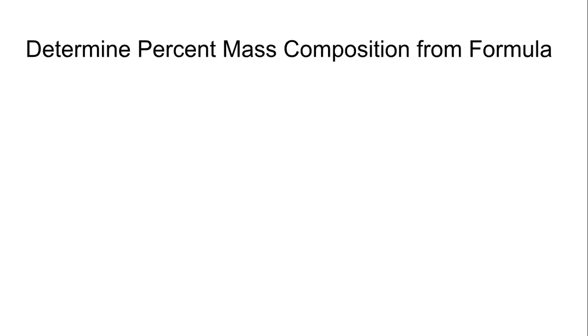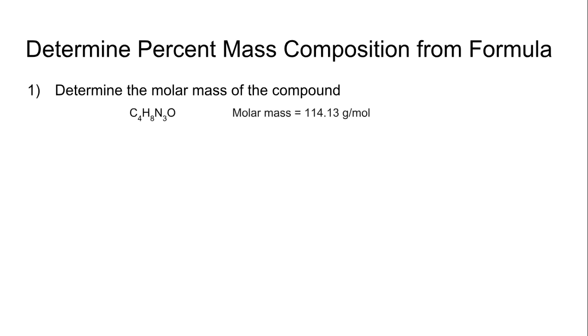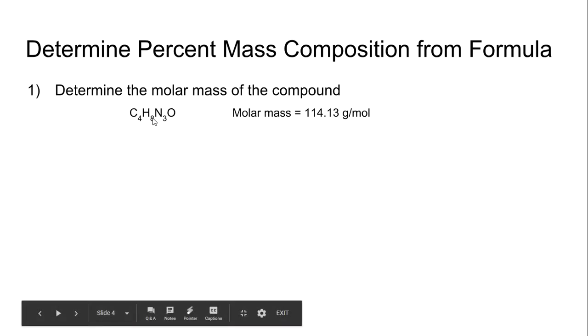Neat stuff. Well, if you want to determine the percent mass composition from a formula, here's how we're going to do that. First thing we need is the molar mass, or the total mass of that compound. So if we've got this guy, I can look at my periodic table and how many of each element are in it and determine the overall molar mass of the compound.